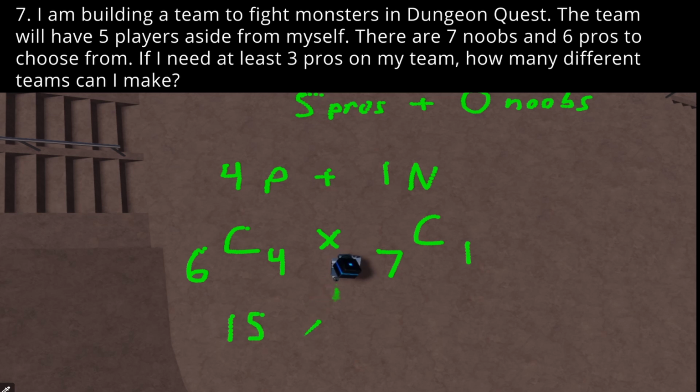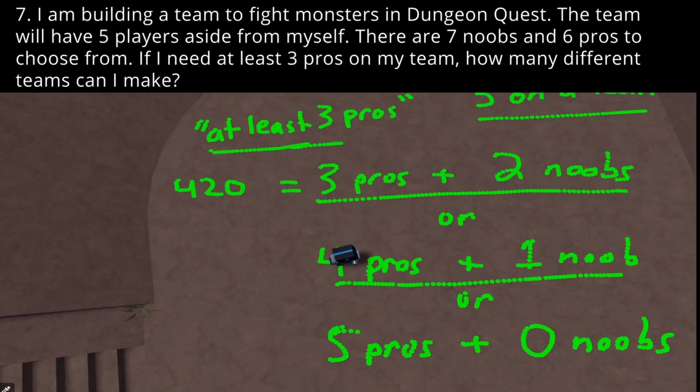And we need to multiply by 7 choose 1. Well, think about it. If you're choosing 1 player from 7 different players, there's only 7 choices, right? So just 7. If you do that math, that's 105 total options. So there's 105 ways you can choose 4 pros and 1 noob out of these people. So let's save that number. So this is equal to 105.